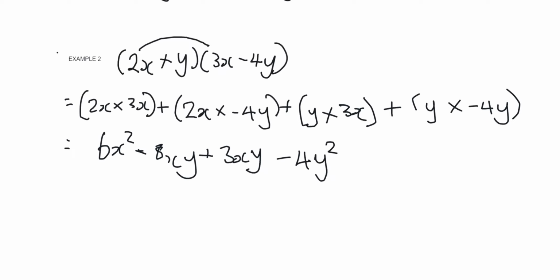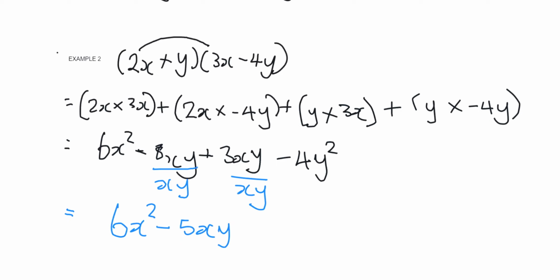Now, is our solution fine like this, or is there anything that we can do? Yes, there is, because look here. You have your x, you have your y, you have your x, you have your y. So these are your like terms, which means we deal with these like terms. So this is going to be, therefore, your 6x squared. When you add these like terms, you're going to get negative 5xy and negative 4y squared. Then now you have this as your solution. So this is as far as our FOIL law is concerned, right?